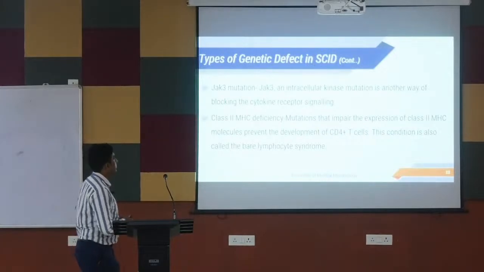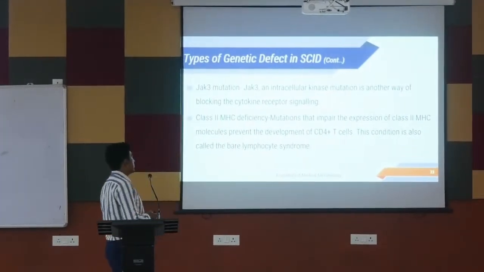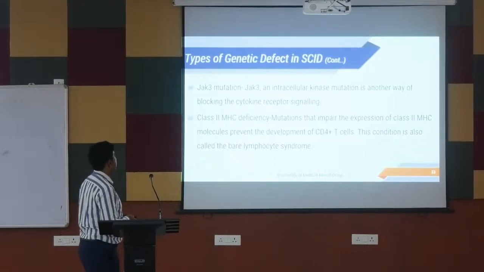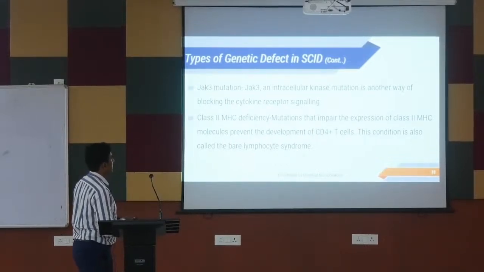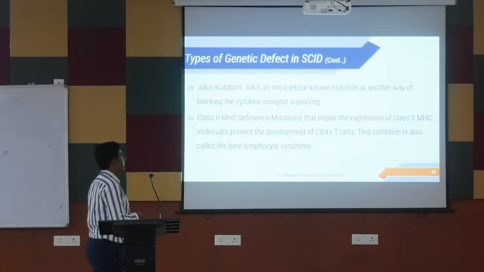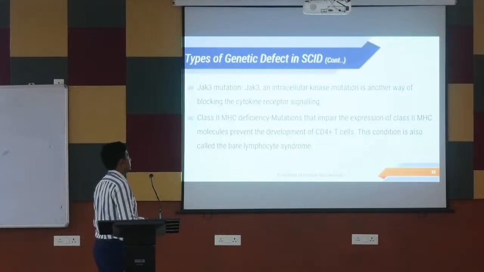JAK3 mutation. This JAK3 is an intracellular kinase, and its mutation is another way of blocking cytokine receptor signaling. Class 2 MHC deficiency. Mutations that impair the expression of class 2 MHC molecules prevent the development of CD4 T cells. This is also known as the bare lymphocyte syndrome.